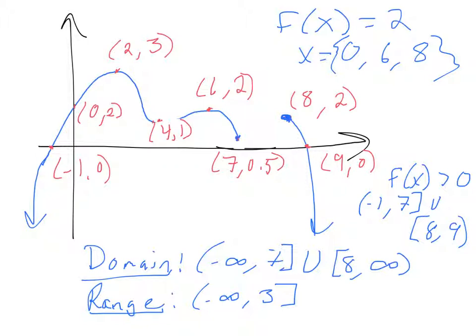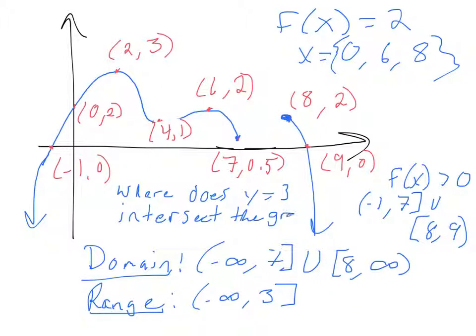So I can fit one more in here. Where does the graph of y equals 3 intersect the graph? Barely going to be able to fit this in. Where does the graph of the line y is equal to 3 intersect the graph? At the point 2, 3, yep. So we could draw a horizontal line, the graph of y is equal to 3, and it's going to just barely touch the graph right there, right? So the point 2, 3.